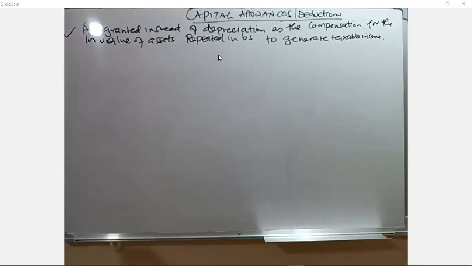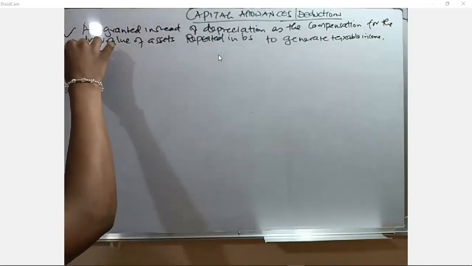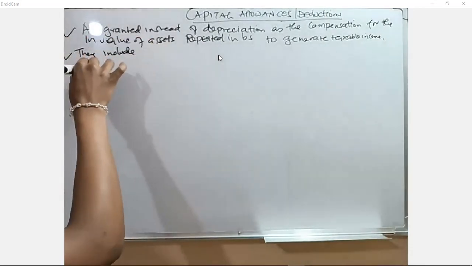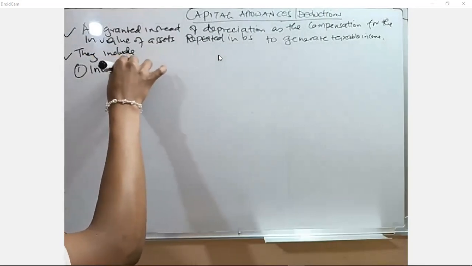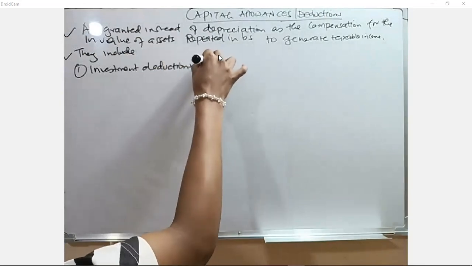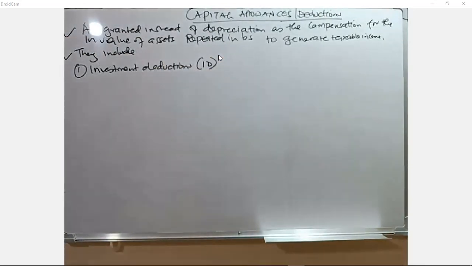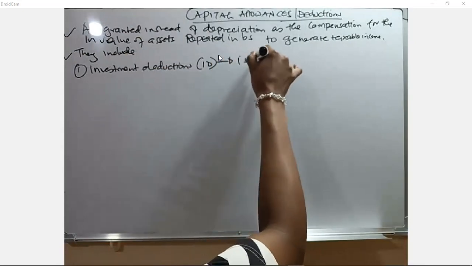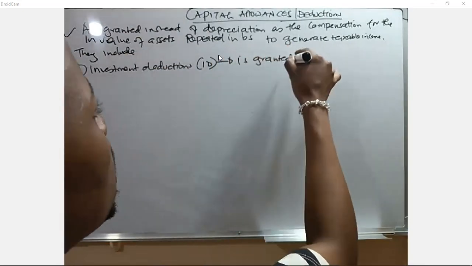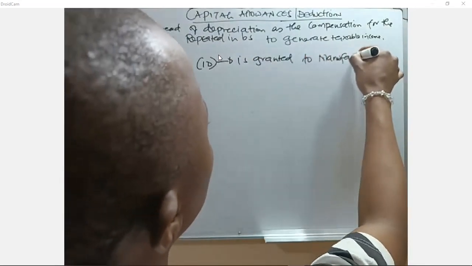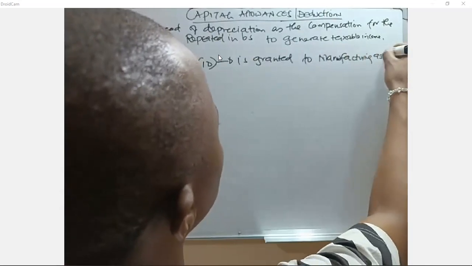They are normally grouped into around 6. They normally include, right? Number one, we normally have investment deductions. Sometimes you will see it written ID, right? ID meaning investment deductions. And we say that the investment deduction is granted to manufacturing assets. It is normally granted to manufacturing assets.